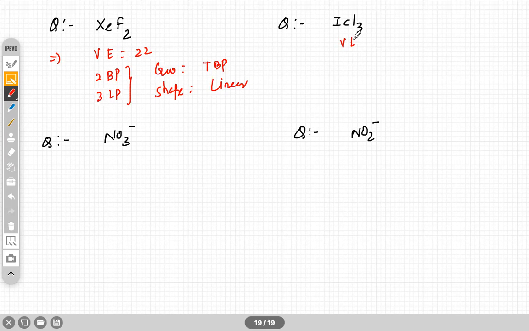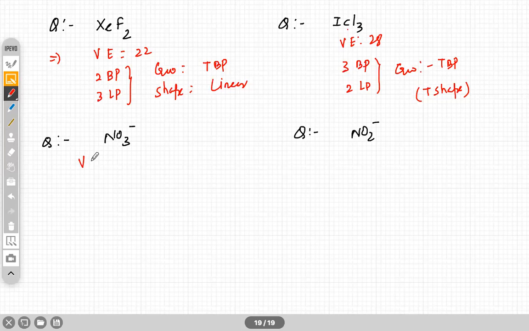ICl3, valence electron, 7 into 4, 28. So we have three bond pair. See, three outer atoms, three bond pair, and two lone pair. So it is T shape. Geometry is again TBP, and it is T shape.